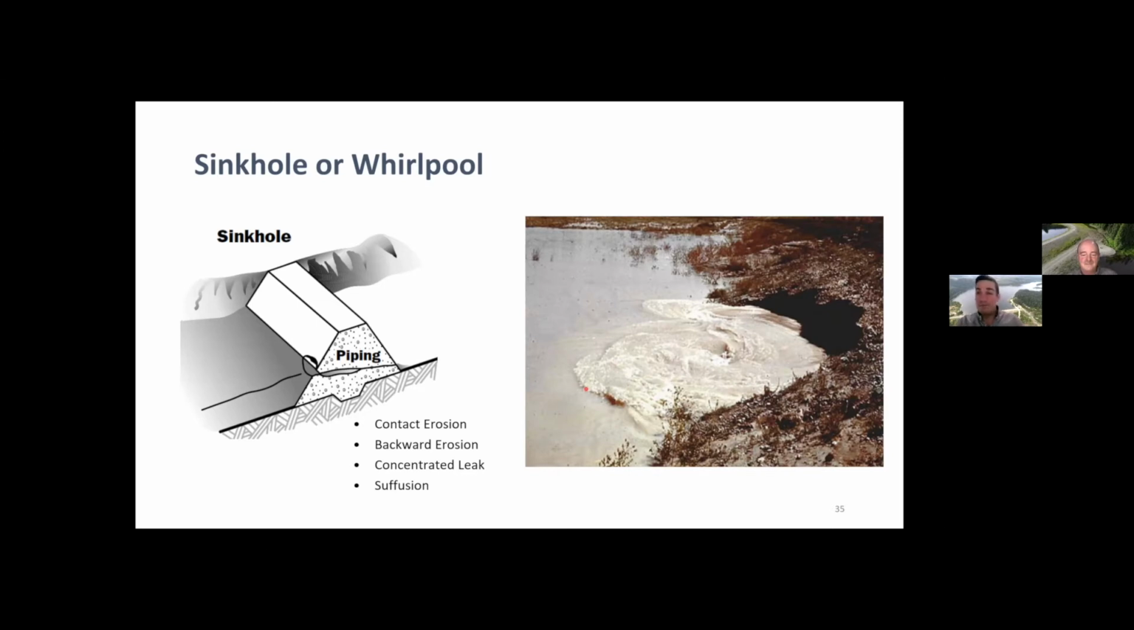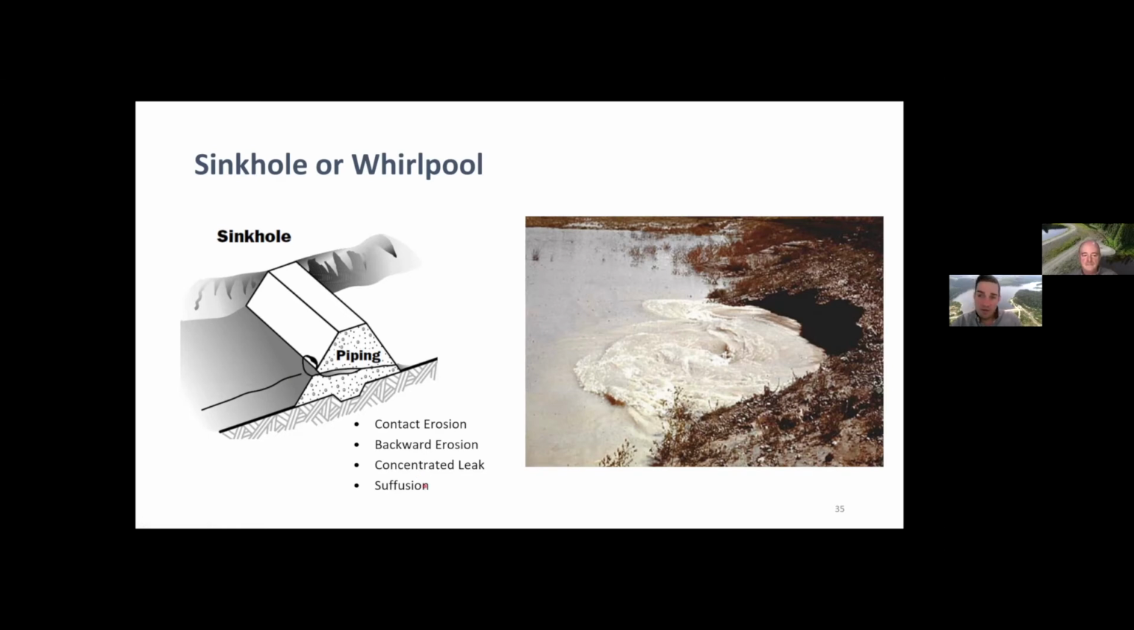It'll always move toward where your water's flowing. So if you ever have some sort of seepage happen, like a point seep going through your dam, or a little pipe, kind of like what we have shown here, you may want to just uncover those little piles of things. Oh, and here it shows contact erosion, backward erosion, concentrated leaks, suffusion. These are different types of internal erosion.